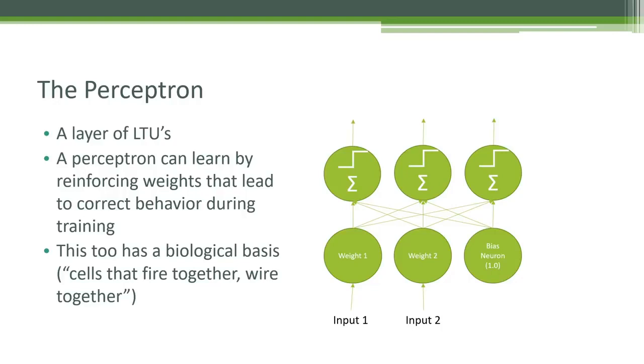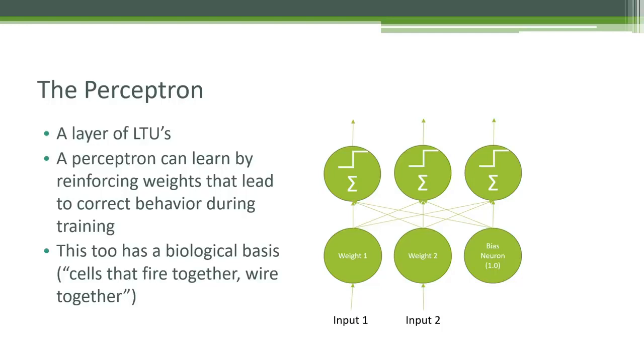Within the field of neuroscience, there's a saying that goes, cells that fire together wire together. And that's kind of speaking to the learning mechanism going on in our artificial perceptron here, where if we have weights that are leading to the desired result that we want, you can think of those weights again as strengths of connections between neurons. We can reinforce those weights over time and reward the connections that produce the behavior that we want.